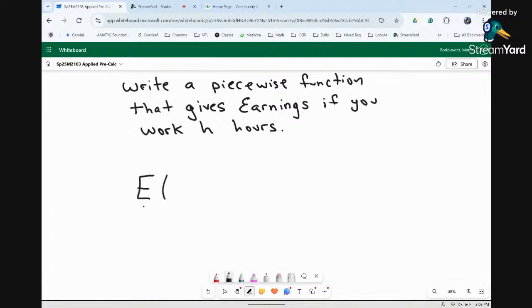Cool. So part of this course, when we look at some applications, is we're not always going to use F of X. Just remind us of something I said last week. This does not mean E times H. This is a name. This is called the earning function, the earning rule. And our input is not X. Instead, it's H for hours. So your earnings of hours.